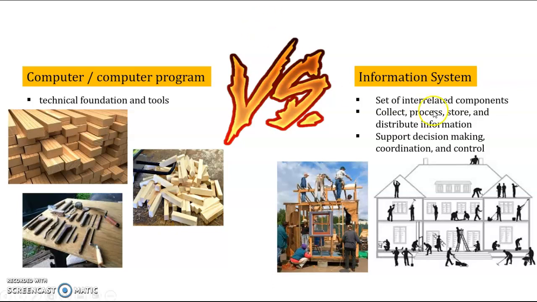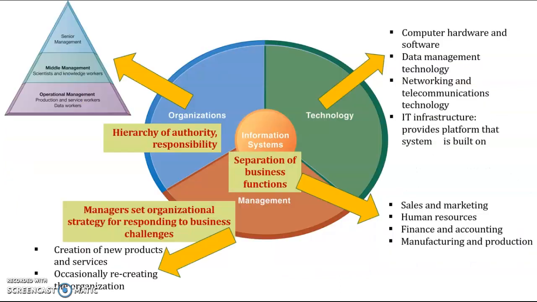And then what is an information system? It is a set of interrelated components that collect, process, store, and distribute information and support decision making, coordination, and control. So every computer or computer program, you need to make sure that they work together to complete the information system. Alright, so I stop here before we move into the information system.